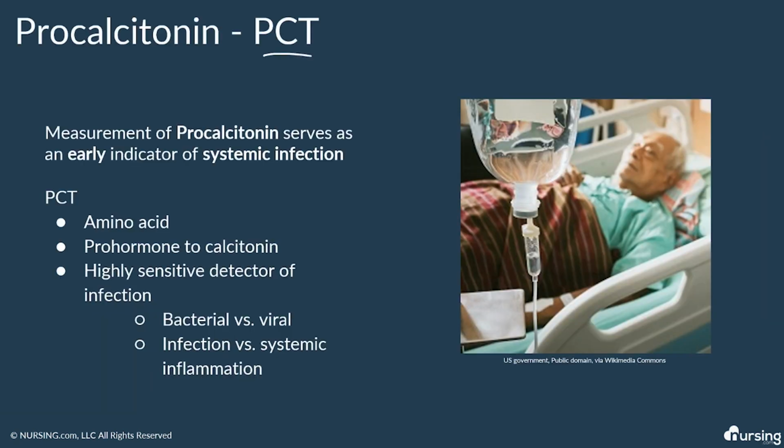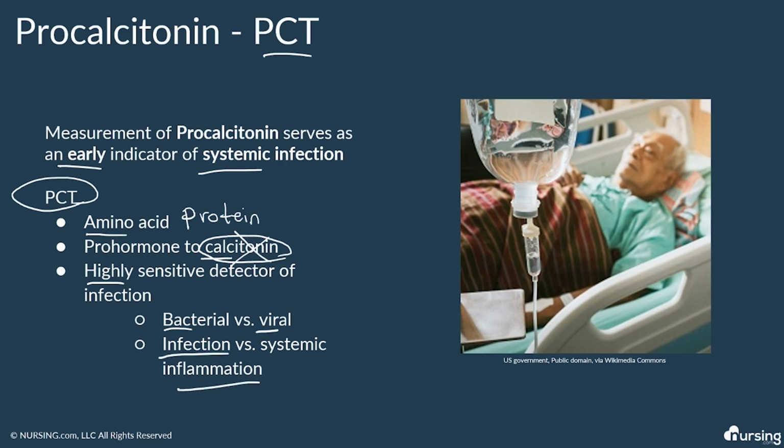Procalcitonin, abbreviated PCT, is to measure as an early indicator of a systemic infection. Now, what is procalcitonin? It's an amino acid or a protein, and it's a prohormone to calcitonin. And while it's a prohormone for calcitonin, its function is entirely unrelated. So it's actually a highly sensitive detector of infection. It helps us differentiate between a bacterial infection versus a viral infection, and when it's infection and not just systemic inflammation.